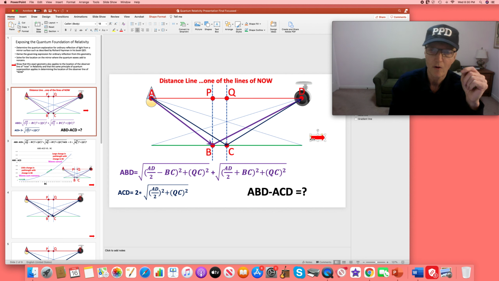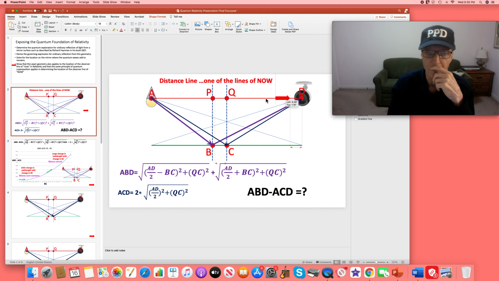So we ask, what is ABD minus ACD? And I worked it out. ABD is the blue total distance from A to D, following the blue line. The square root tells you right away you're talking about a triangle. Where's the triangle? PBA is that triangle. And for the distance ABD, you need to get the diagonal.